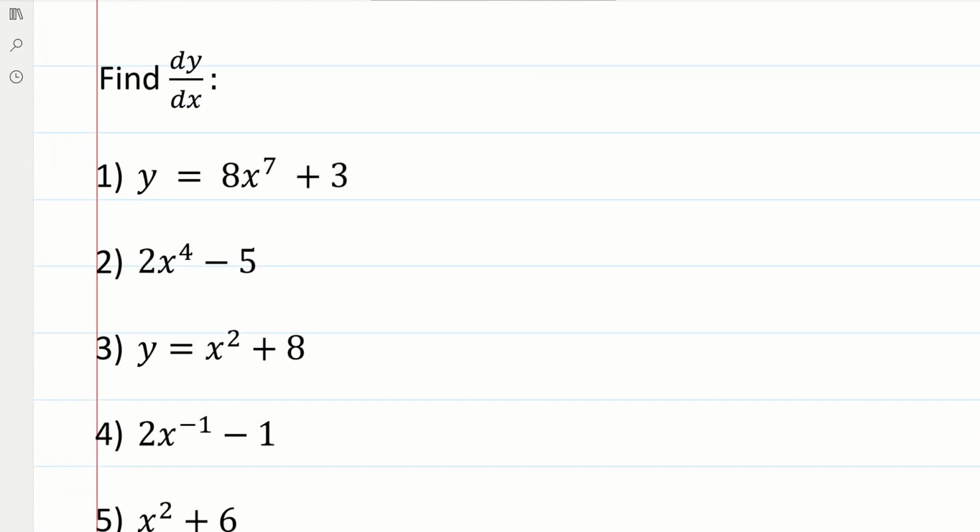And then this set of questions says find dy over dx, and some of them are given as equations with y equals. You are still only differentiating this part. You're not differentiating the y. You're differentiating the whole equation y, but in terms of x. So you're never going to try and differentiate y. Okay, so dy over dx equals 8 times 7 is 56, and then 7 minus 1, x to the power of 6.